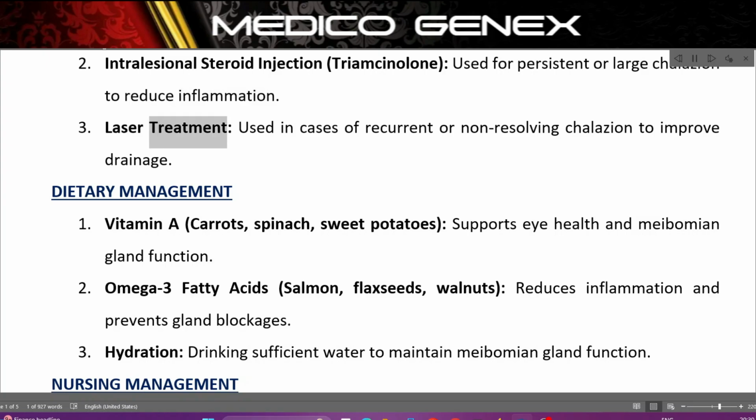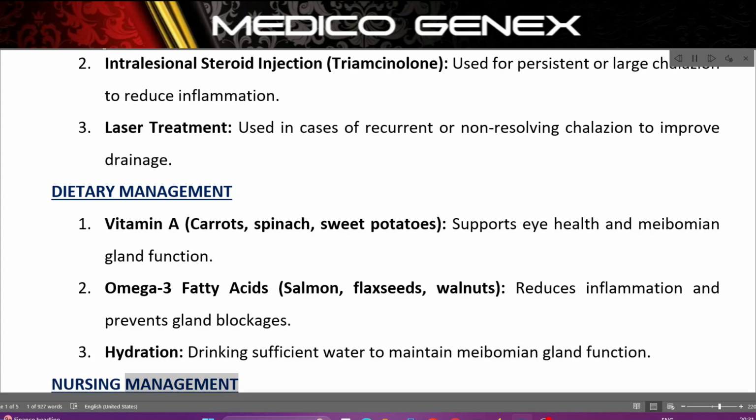Laser treatment, used in cases of recurrent or non-resolving chalazion to improve drainage. Dietary management. Vitamin A, carrots, spinach, sweet potatoes supports eye health and meibomian gland function. Omega-3 fatty acids, salmon, flax seeds, walnuts reduces inflammation and prevents gland blockages. Hydration, drinking sufficient water to maintain meibomian gland function.